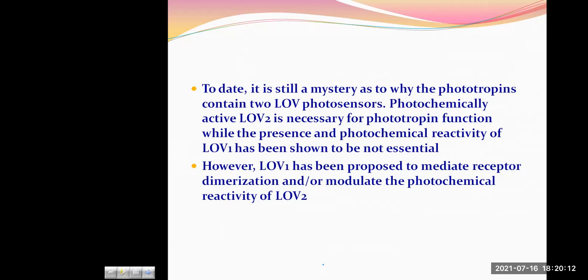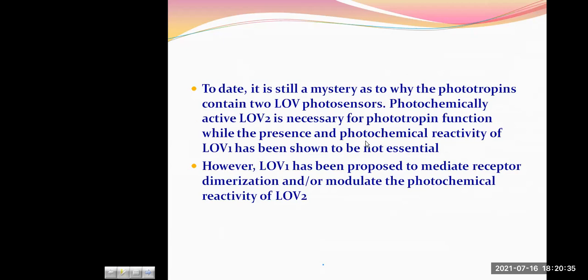It is not revealed yet. It is not known why phototropins contain two LOV photosensors. Why is there not only one LOV photosensor? Photochemically active LOV2, not LOV1, is necessary for phototropin function.